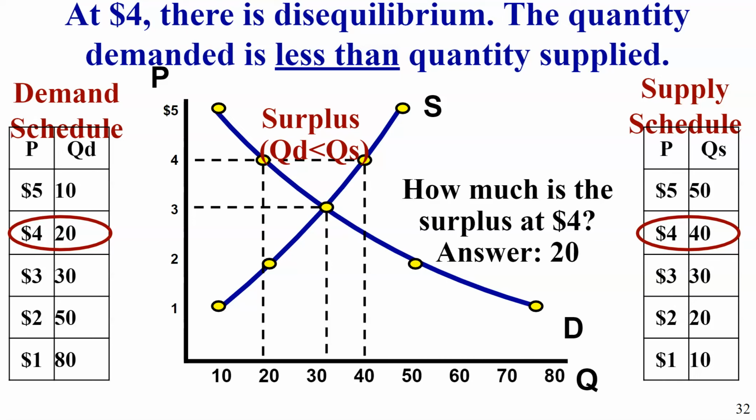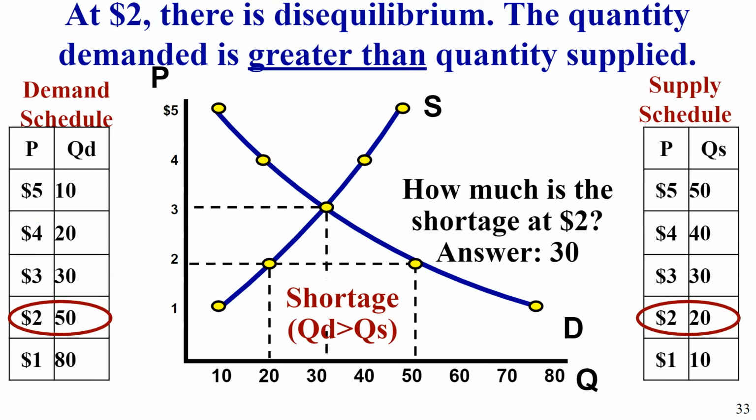Now what happens if we lower the price, if we actually put a price ceiling on this good? What we would find is quantity demanded would be through the roof.